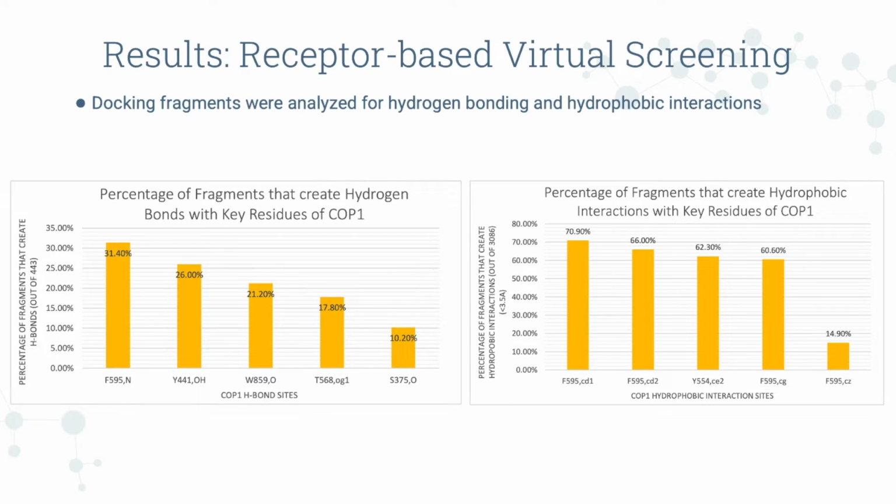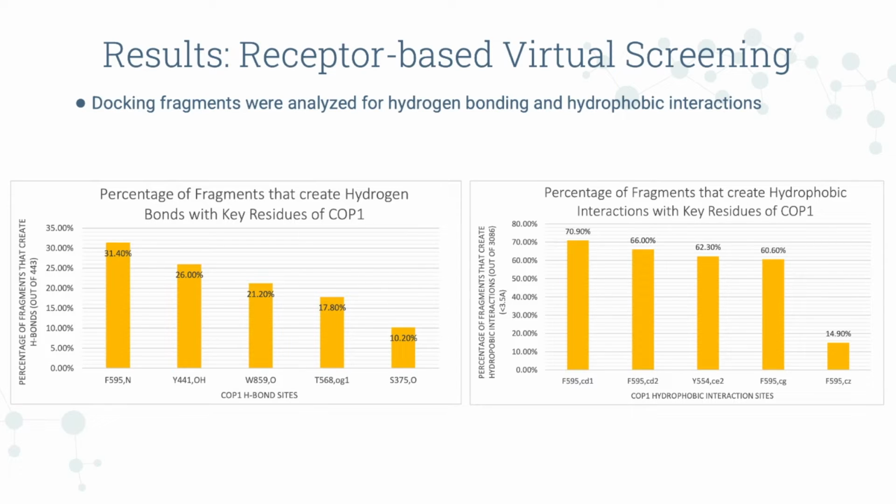For the hydrophobic interaction analysis, it was found that out of 3,086 segments, 70.9% had a hydrophobic interaction with phenylalanine 595. A distance of 3.5 angstroms or less was used to evaluate hydrophobic interactions. On phenylalanine 595, 66% of the fragments formed a hydrophobic interaction.